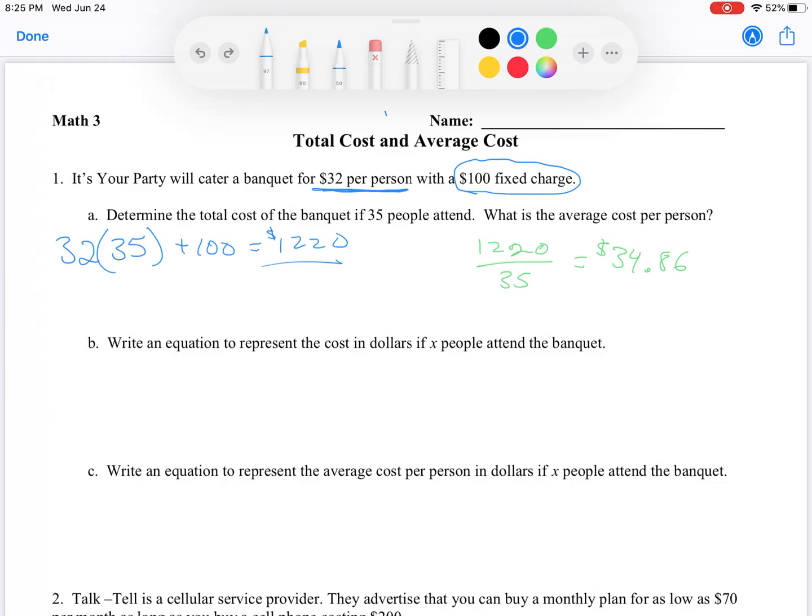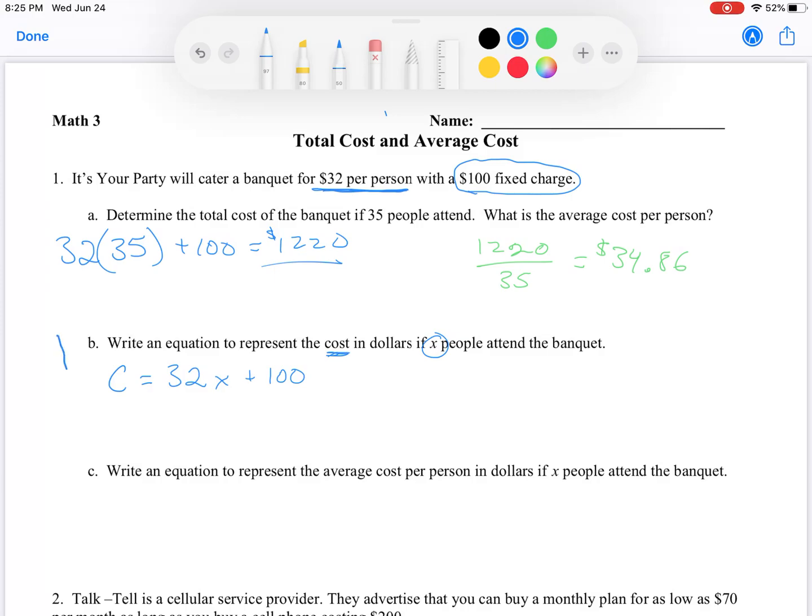Part B says, write an equation to represent the cost in dollars if X people attend the banquet. So we're going to take the blue part that we just did, but rewrite it as an equation. Since we're talking about total cost, we're going to have an equation where C for the cost is equal to, and we write down the particulars of this problem. It's $32 per person. How many people attend is going to be X. We don't know, so we write down X, plus the $100 fee, that's the fixed charge. And this is our equation of how much it's going to cost in total dollars to attend the banquet.